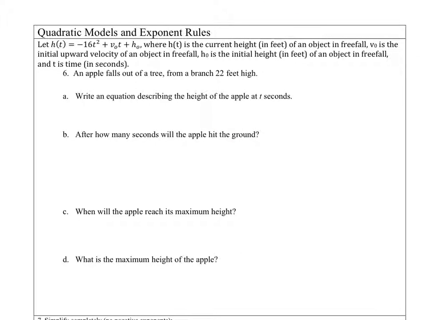All right, next up, we're looking at a quadratic model. And I've got to first write an equation for this. To do that, I'm going to use my equation that's up here. Here we know some stuff: my v sub 0 is my initial velocity, and my h sub 0 is my initial height. First thing to notice is that my initial height is 22 feet. And if it falls out of the tree, that doesn't mean it's being pushed or thrown. That means that my initial velocity is 0. These are really important things to keep in mind.